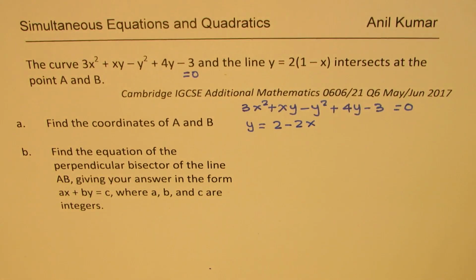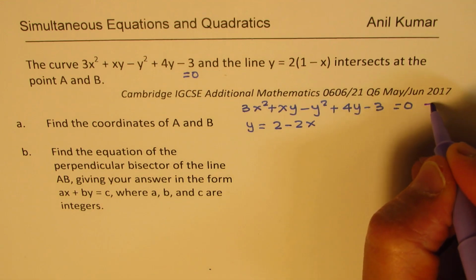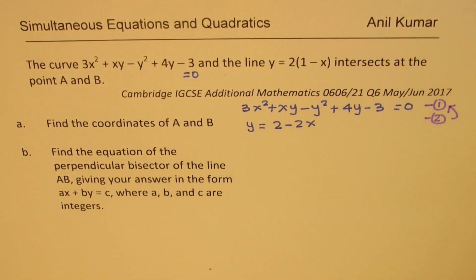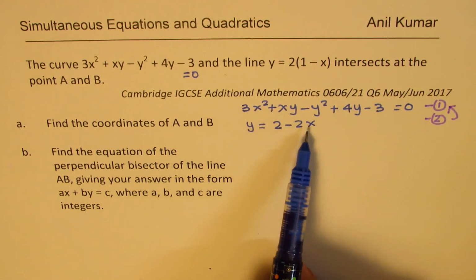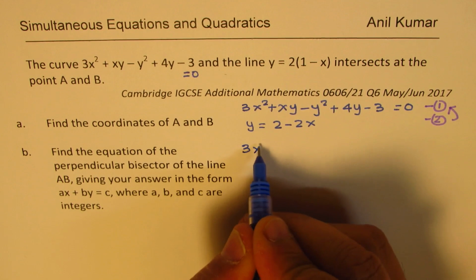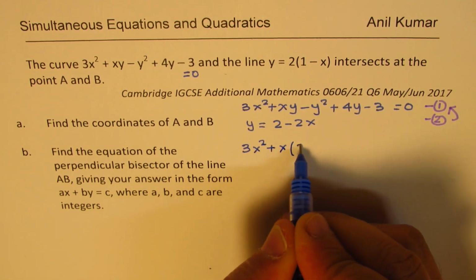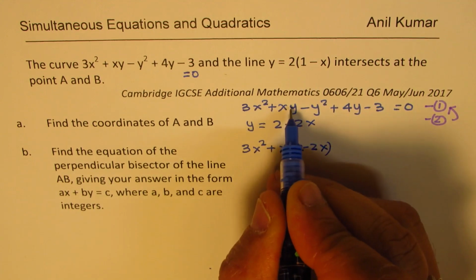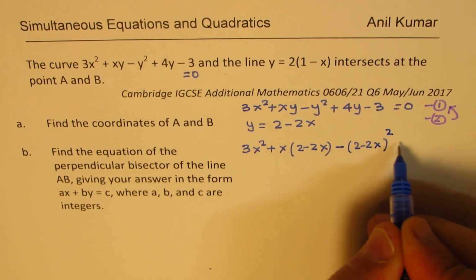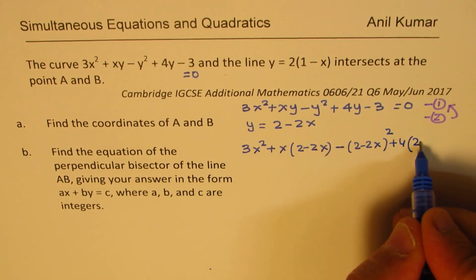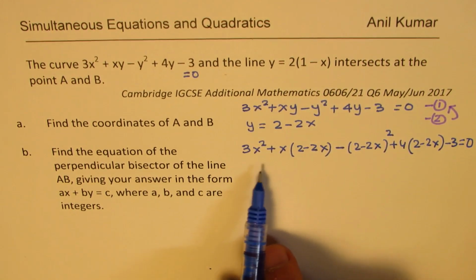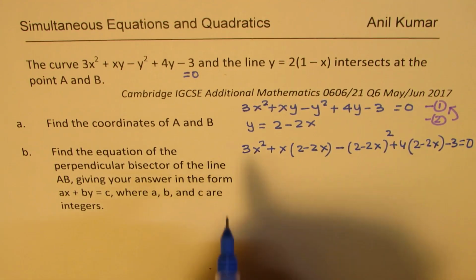What we are going to do is substitute into equation 1 the value of y from equation 2, and then we'll have an equation in terms of only x, so we'll find x. So what we get here is 3x squared plus x times (2 minus 2x), so instead of y, I'm placing 2 minus 2x, minus (2 minus 2x) whole squared, plus 4 times (2 minus 2x), minus 3 equals 0. Let's now expand this. That is going to be pretty lengthy.